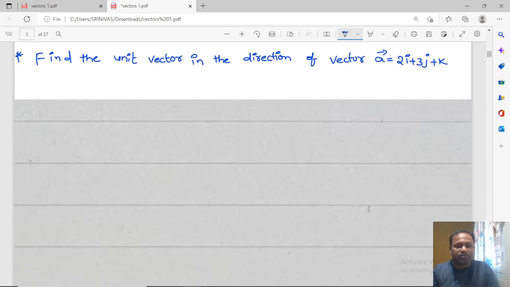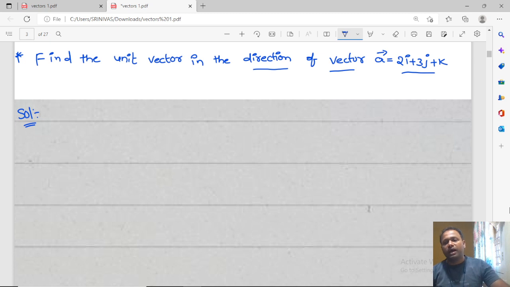One by one, and remember, you have to solve each and every question and watch till the end. I will do some of the problems based on the given discussions. Find the unit vector in the direction of the vector A bar is equal to 2i plus 3j plus k. See the solution.